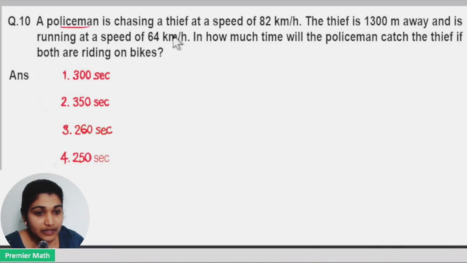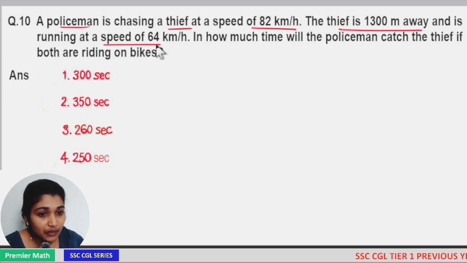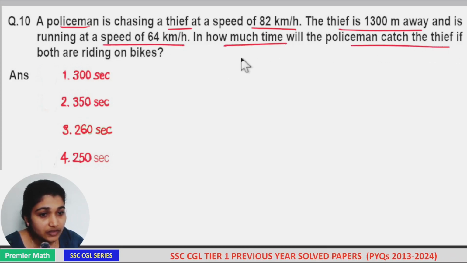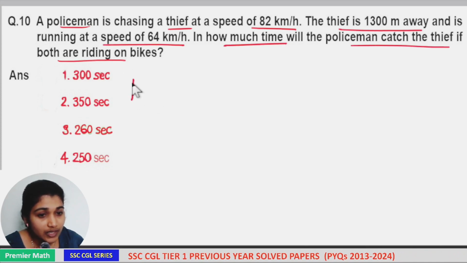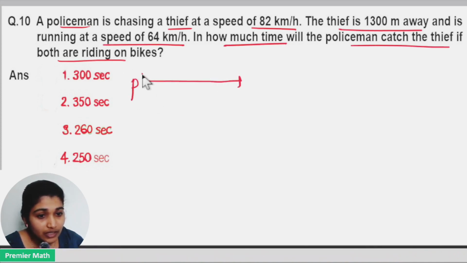A policeman is chasing a thief at a speed of 82 km per hour. The thief is 1300 meters away and is running at a speed of 64 km per hour. In how much time will the policeman catch the thief if both are riding on bikes? Here the policeman and thief are at a distance of 1300 meters.